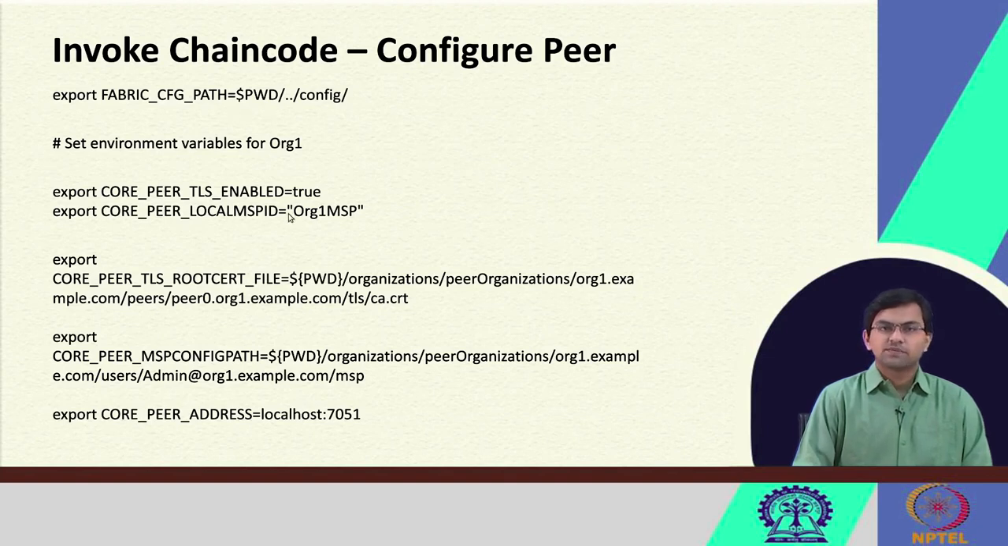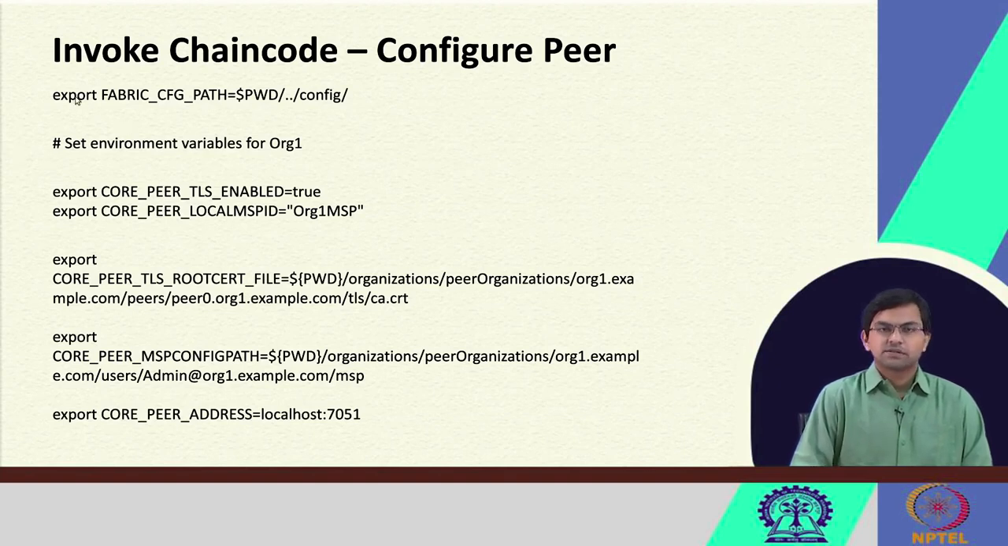So, to target one organization, suppose here we want to use org1, we need to export a bunch of other environment variables also. Here we can see the core PR TLS enabled is set to true. So, the communication between the PRs and the other components can be encrypted, or we can say that we do not want it to be encrypted. Ideally we should be encrypting it, so that it is immune to attacks, such that no one can read the messages, or man in the middle attack, etc.